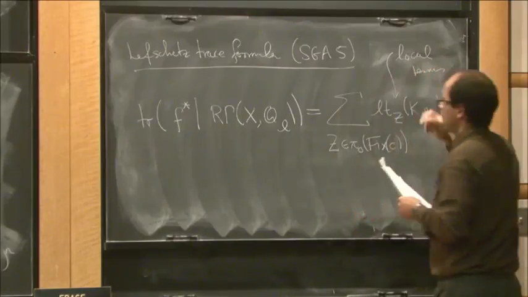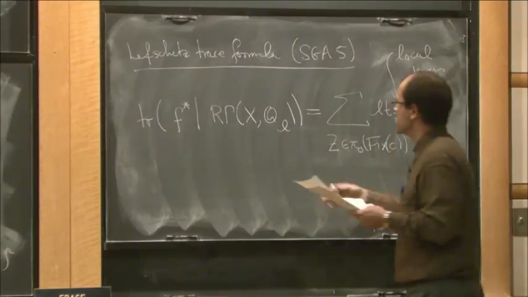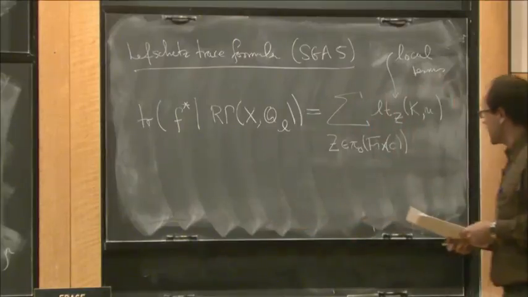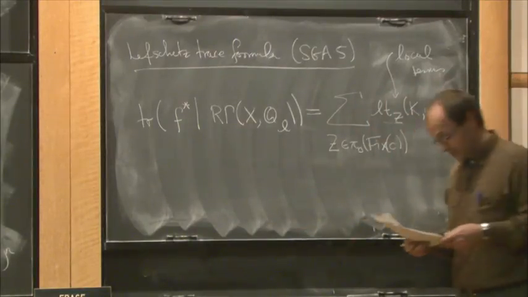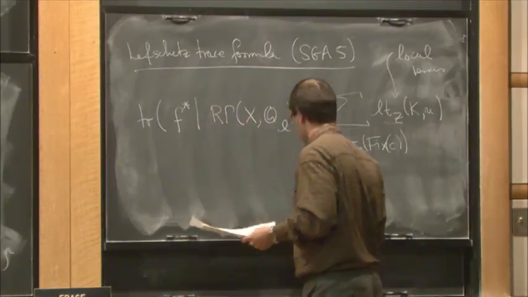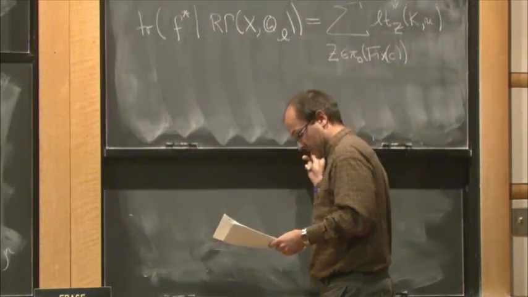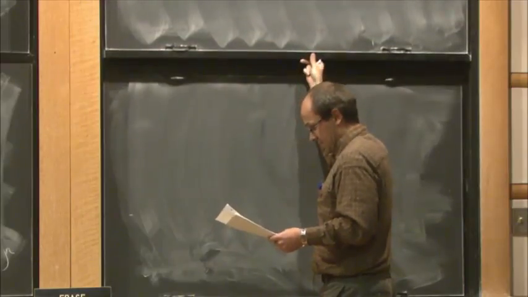But I just want to get the formula on the board. And so if you're interested in independence of l properties of this thing, you end up studying these local terms and trying to prove independence of l properties of these local terms. Okay?